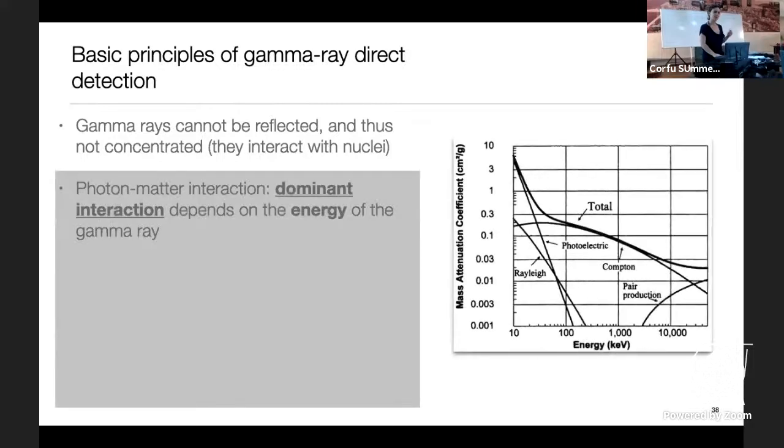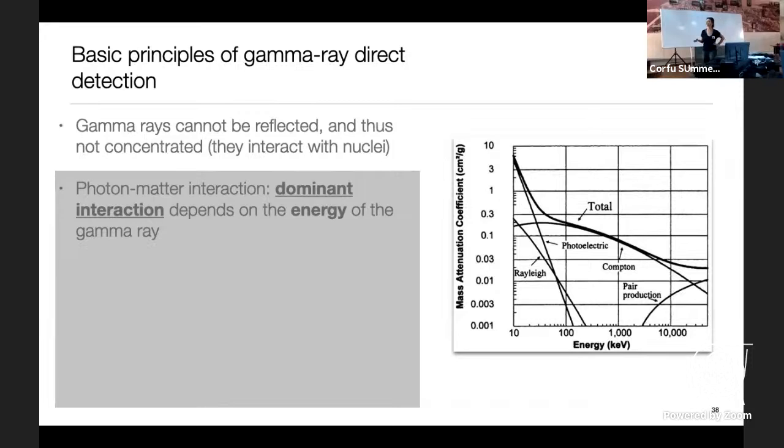Now we can build a detector. We need to go a bit deeper into the interaction of photons. You are all more or less familiar with this image. This is how a photon, in this case inside a heavy element, but it doesn't change too much if you change element, can interact with matter.